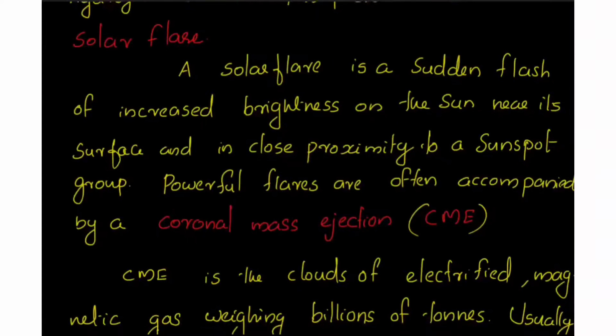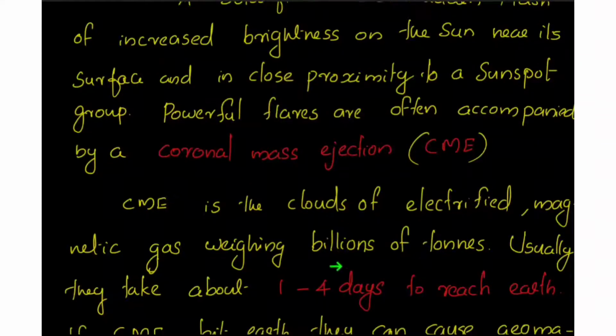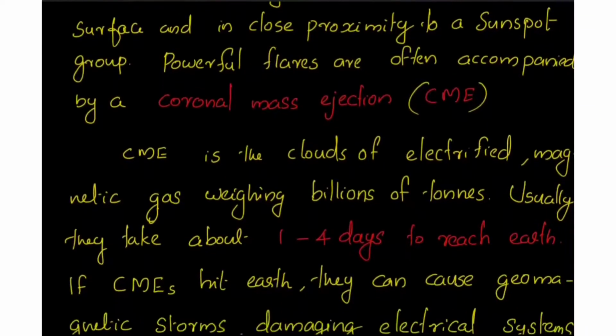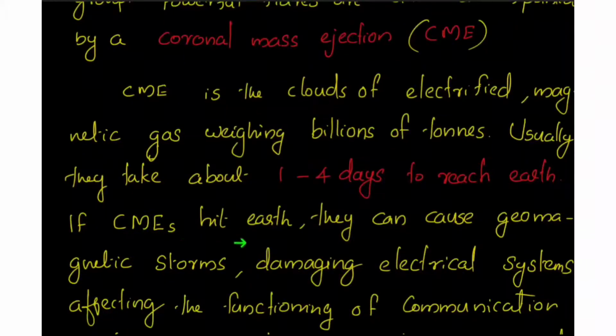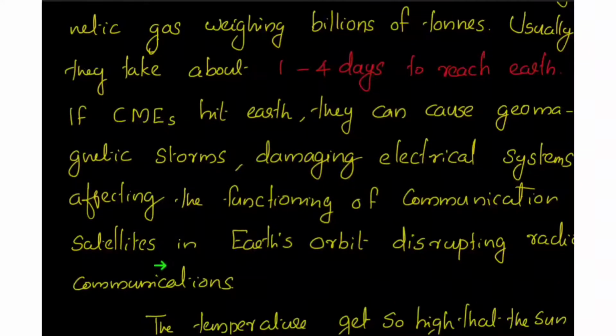And CME is nothing but a cloud of electrified magnetic gas weighing billions of tons. Usually they take about 1 to 4 days to reach Earth. After any flare, this CME reaches our Earth within 4 days. If CMEs hit Earth, they can cause geomagnetic storms, damaging our electrical systems and affecting the function of communication satellites in our Earth's orbit, disrupting the radio communications.